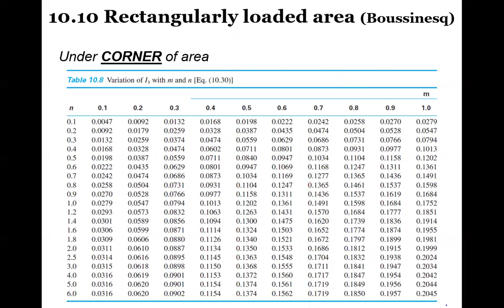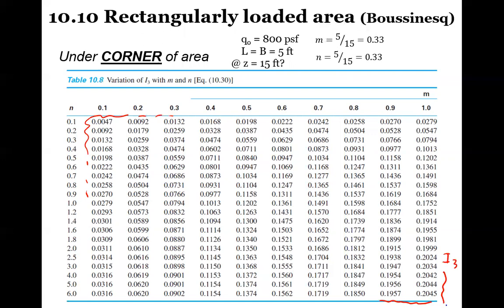So this is what the table looks like here, and how we would read this. Again, the values here in the center are the I3 values. So let's say we had a Q naught, a loading at the surface, of 800 pounds per square foot, and the L and the B is a square, so it's equal to 5. We want to know at a depth of 15 feet. So M and N are actually equal to each other since it's a square. 5 divided by 15 is 0.333.